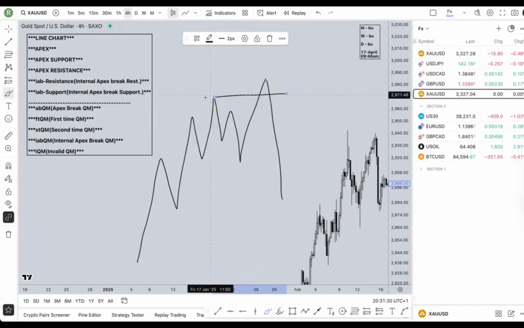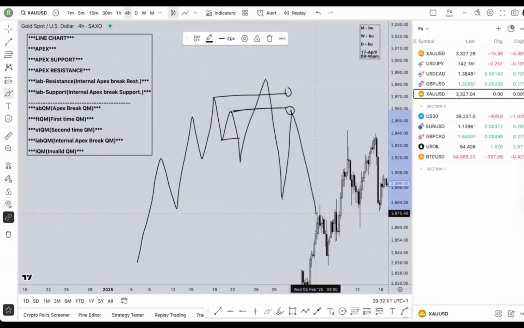Now this is ABQM. Then what about this one? This one is going to be internal apex break QM because this is a QM and a valid QM. Why is it a valid QM? Because it's coming from an IAB resistance. That's how it got the name IABQM. So if the market is coming back up, some people might be waiting for the market to get to here, but the market will use this IABQM and drop. That is it about IABQM. IABQM are gotten from IAB resistance.